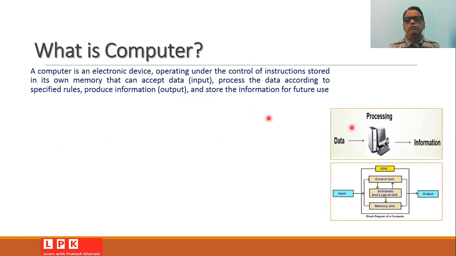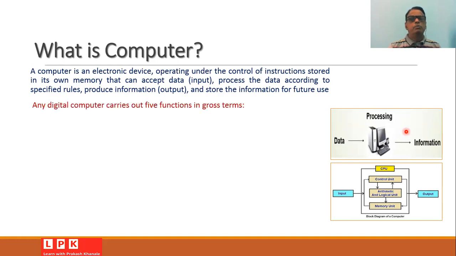And then it will process this input data according to the instructions. And then it will produce some useful output. And this useful output can be called as information. And this information can also be stored so that whenever we want to use it, we can make use of it. So computer is basically a digital electronic machine. And this digital electronic machine will accept the data at the input, will process the data, and will produce the useful information at the output.